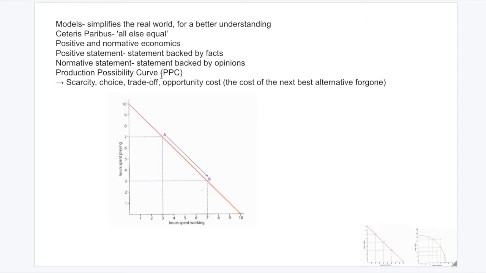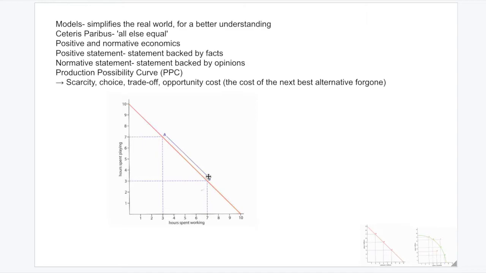Some people call it production possibility frontier, PPF. It's the same thing. You can use either term. I decided to use production possibility curve because it's just easier, PPC. And this right here is a PPC. In the beginning, it might be confusing, so I'll try to break it down and really dive into the fundamentals of a PPC.